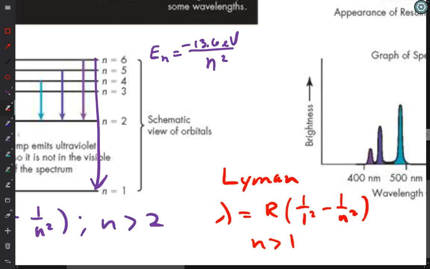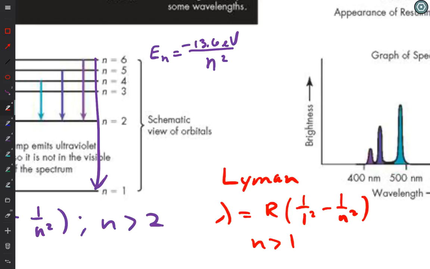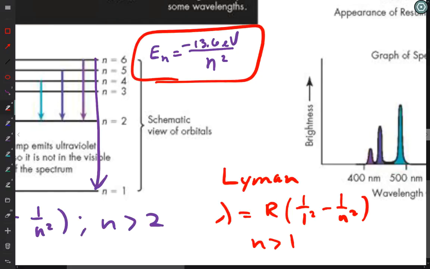And then we have other people that got into the act. We have Paschen, Brackett, Pfund, who noticed that there's infrared radiation that follows 1 over 3 squared minus 1 over n squared, 1 over 4 squared minus 1 over n squared. And that was understood before any of the stuff we've been talking about with energies of electrons was known. And so when Bohr came up with his Bohr model that said the energy of the electron had this form, then suddenly it made sense.